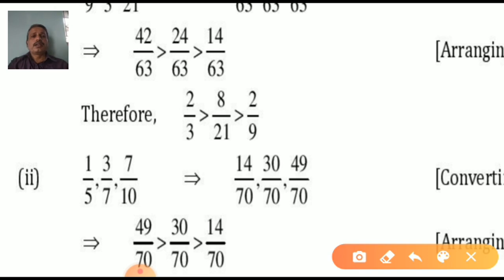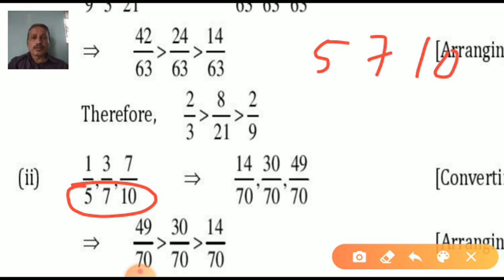Check out converting into like fractions. The LCM of 5, 7, 10 is equal to 70. How did you get this one, 70? All the multiples you have to write and select the lowest multiple. So you have to write in rough notes the 5 table, 7 table and 10 table. Understood, student? And select the smallest common one. You will get 70.